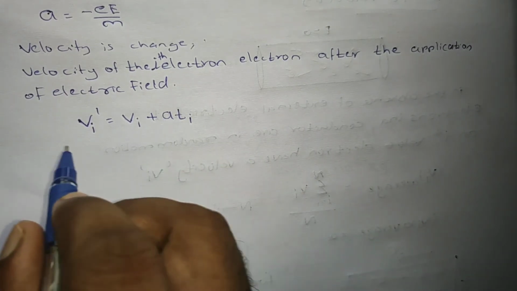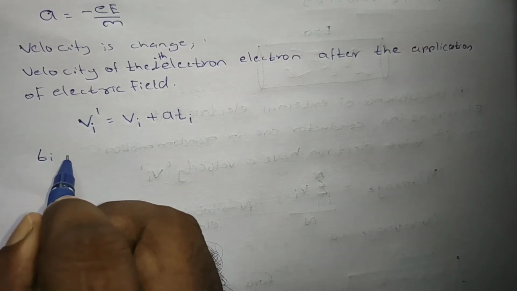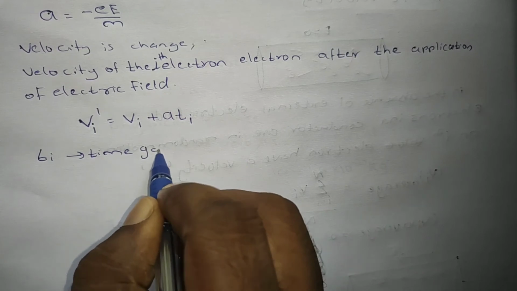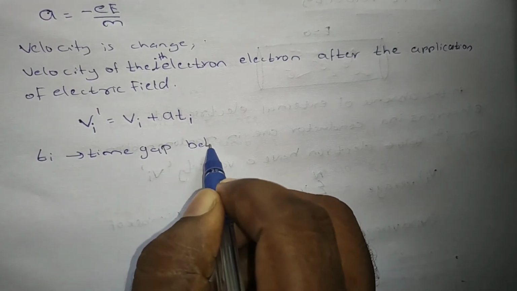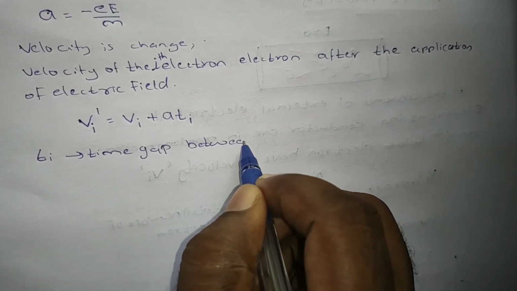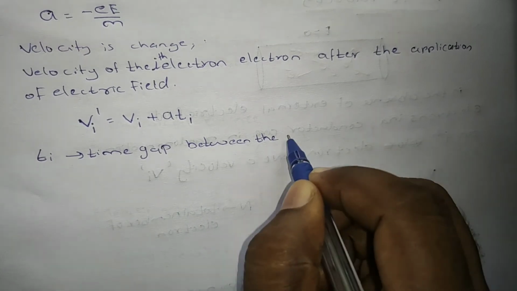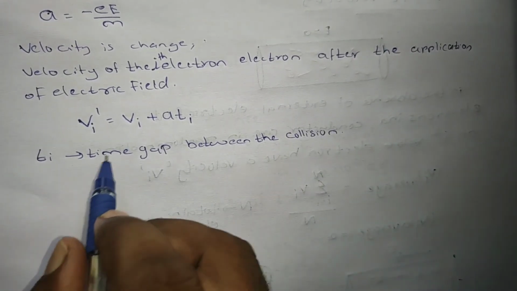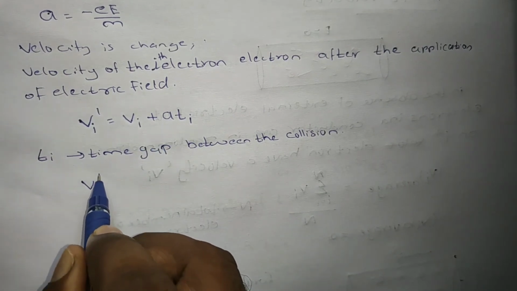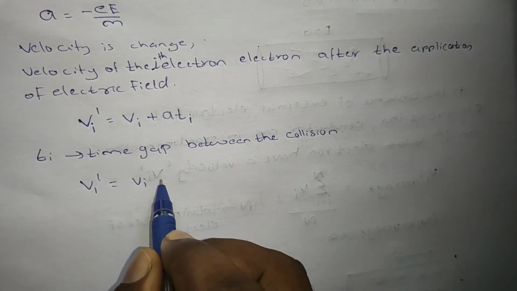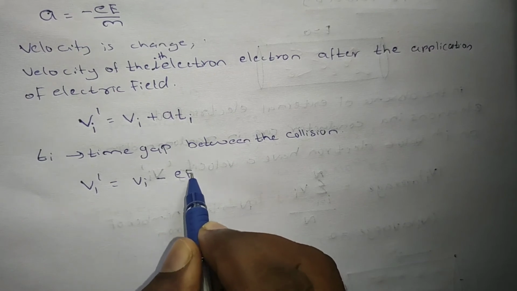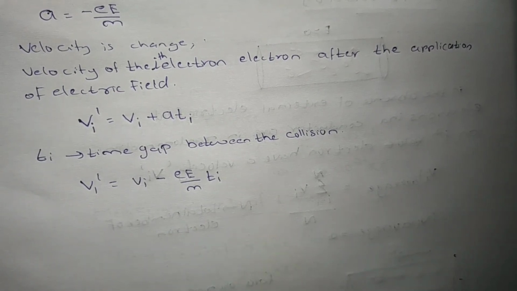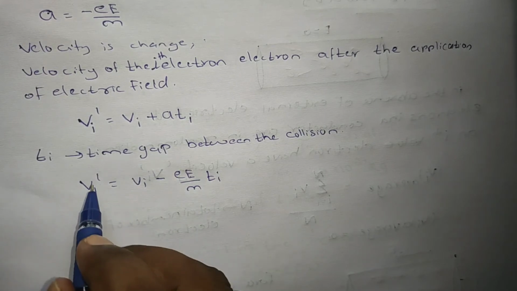Now, what is ti? It is the time gap between the collisions. So vi dash is equal to vi minus E by m times ti. Clear? This is the velocity of the ith electron.